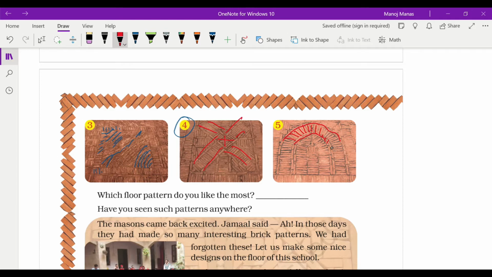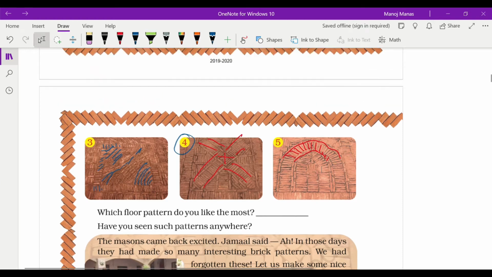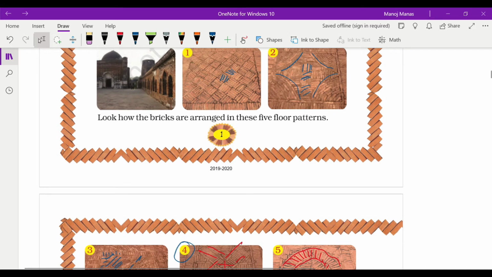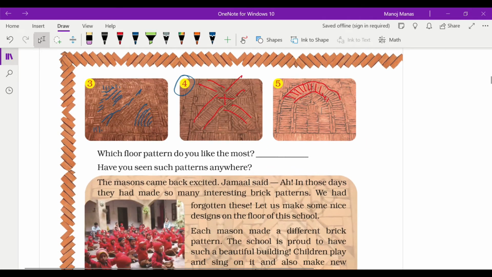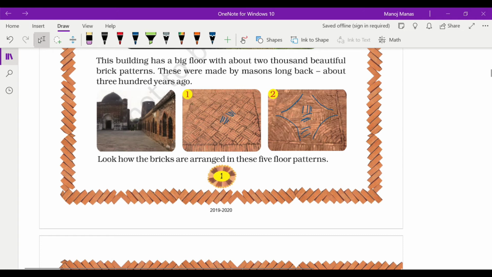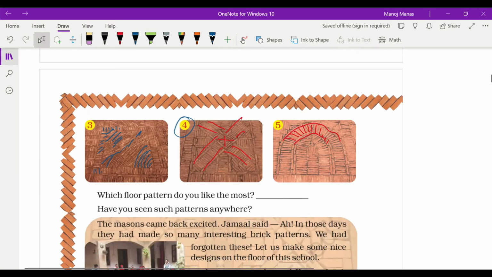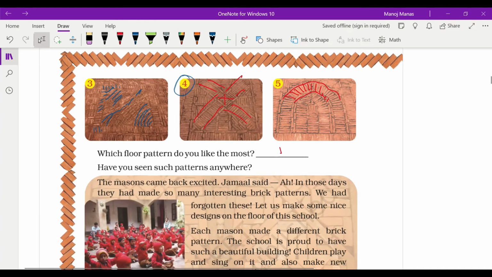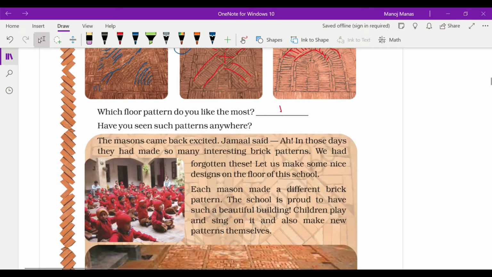Which floor pattern do you like the most? It depends on the person. For me, I like the first pattern. The first is always the best. For you it may be the fourth or fifth or something else. You can write it here first. Have you seen such patterns anywhere? For me, no, because at my place I could not see these kind of constructions.